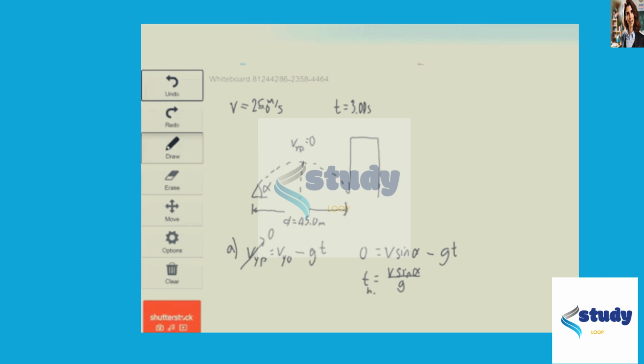So I'm going to write t half here, and t to get the whole way. But wait a minute. We already know t is 3. So t half is going to be 1.5. So I think we can solve this.